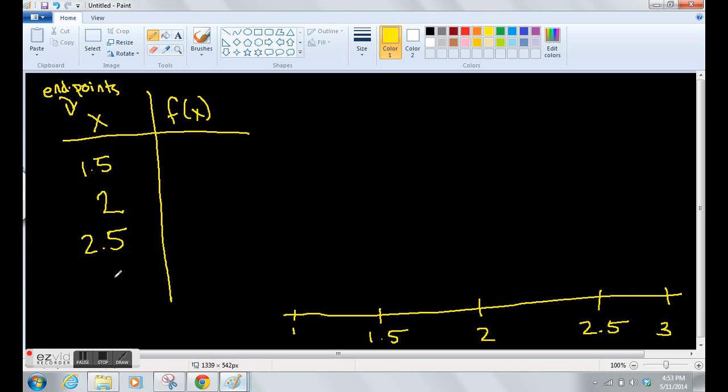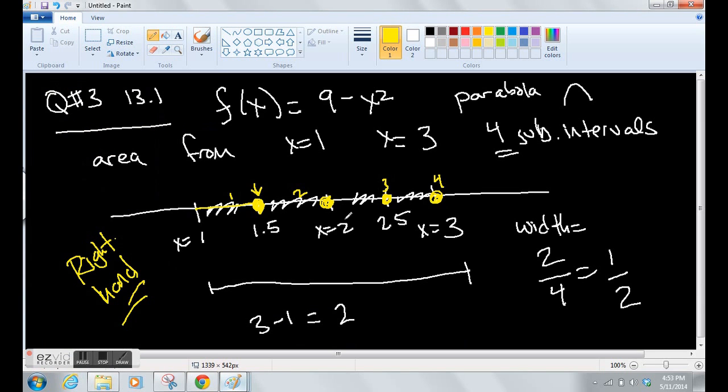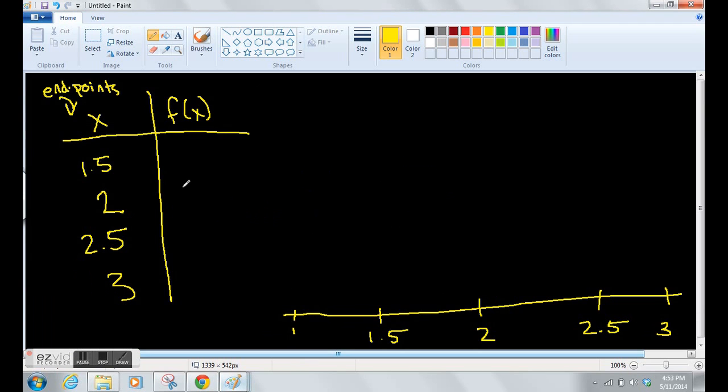Again, this was my picture: first endpoint, second endpoint, third, and fourth. I got that because I'm trying to estimate the function between 1 and 3, and I'm breaking it into 4 even intervals. Now we evaluate the function, 9 minus x squared, at each one of these points. At x equals 1.5, the function is 9 minus 1.5 squared. That's 6.75, so I put that in my calculator. I evaluate it at 2, so I have 9 minus 2 squared. That's 5.